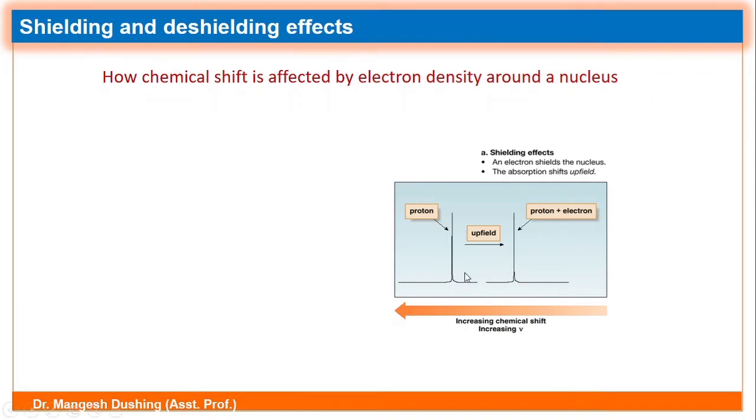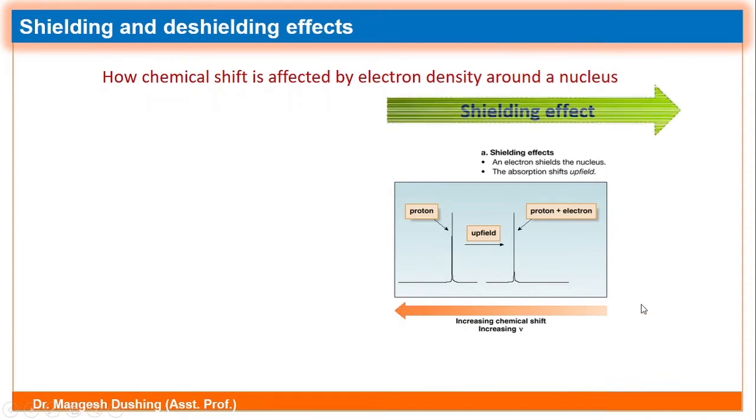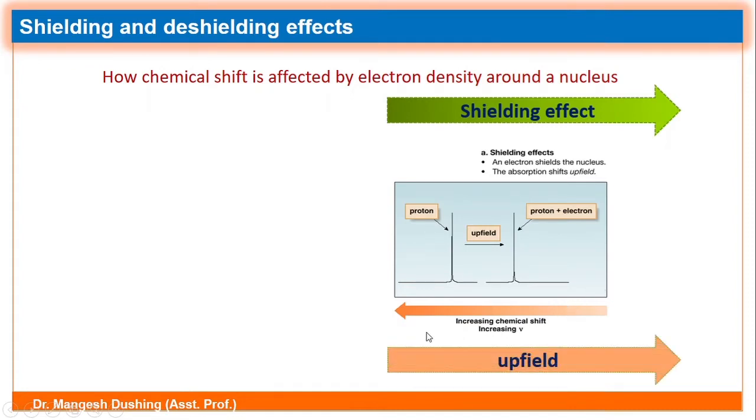So what will happen? Proton plus electron, then this field is called the shielding effect. So this proton field is shielded by these electrons, so it requires a higher magnetic field. That's why this peak moves towards the upfield, towards the right hand side. Proton plus electron towards the right hand side is called the upfield effect, and this is called the shielding effect. The shielding effect is because those protons are surrounded by more electrons, so there is more induced magnetic field, and then the absorption shifts towards the upfield.